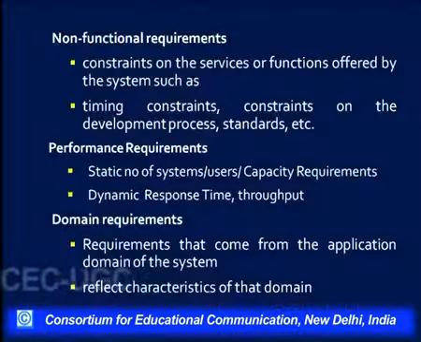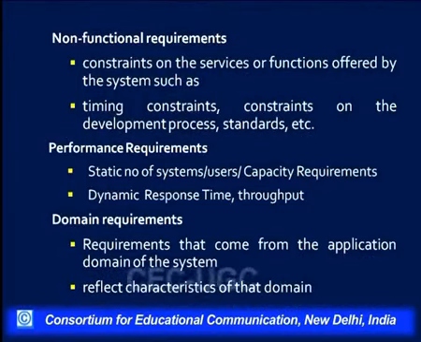Then another type of requirements are the domain requirements, which come from the application domain of the system. They reflect the characteristics of that domain. So every domain is different. For example, software created for a hospital may have absolutely different requirements from software required for a library. They come from the application area where the system is going to be used, and therefore each domain may have its own specific requirements.